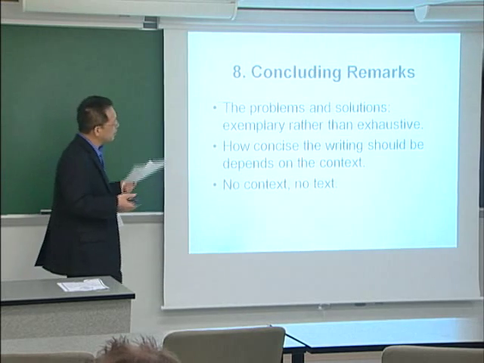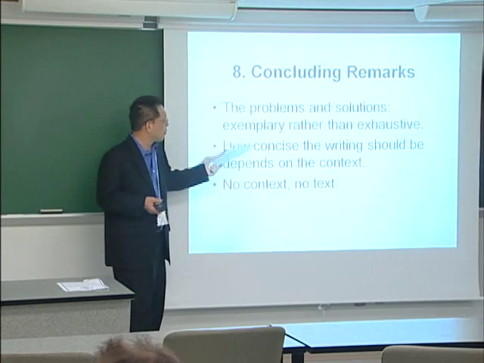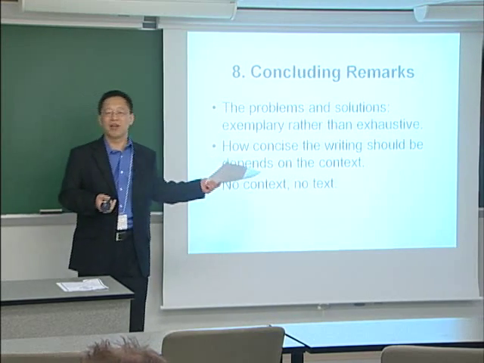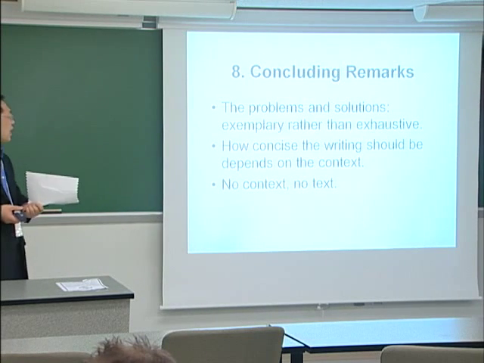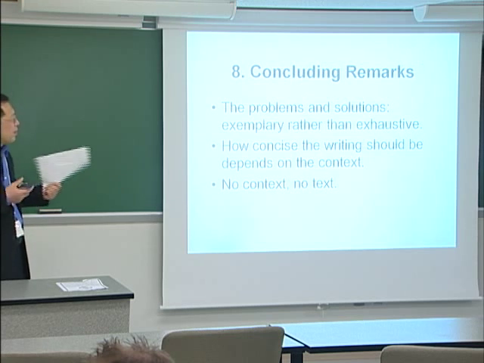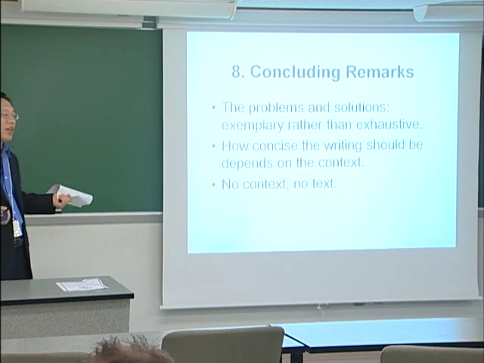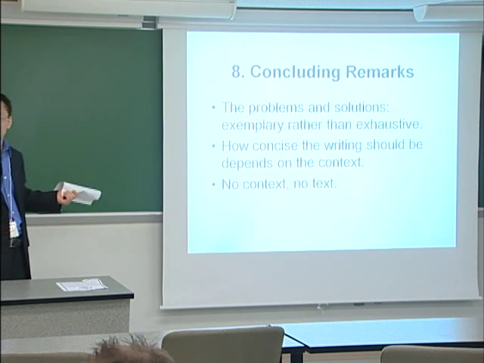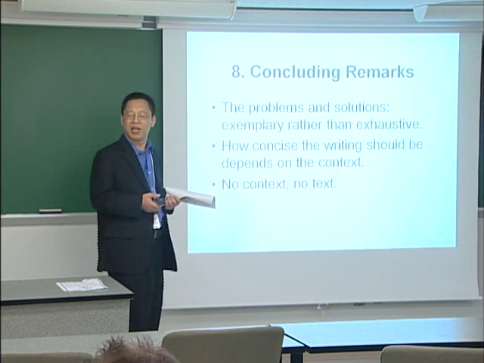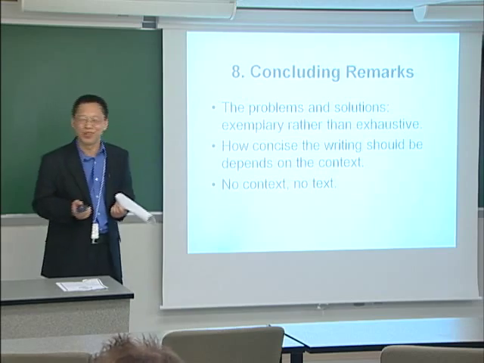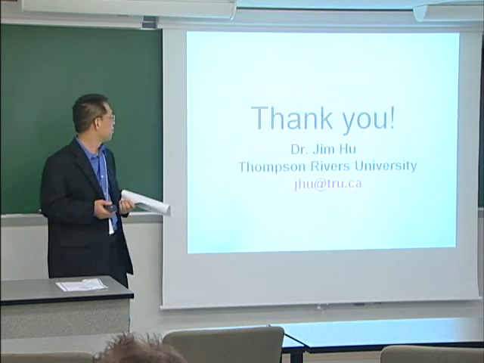The problems and the solutions, these are exemplar rather than exhaustive. There are probably other problems. It's just a summary of some of the problems. And how concise the writing should be, it depends on the context. No context, no text. So the context determines how concise it should be. Whether you can use a verbal phrase, whether you should use a single word. So it depends on the context. Thank you.